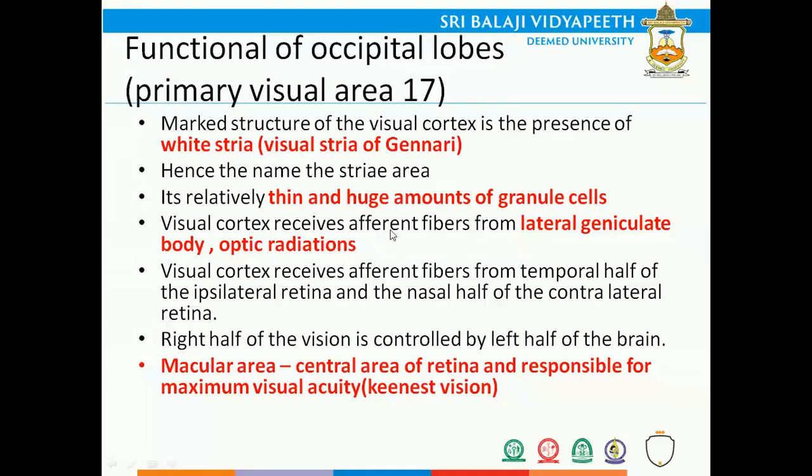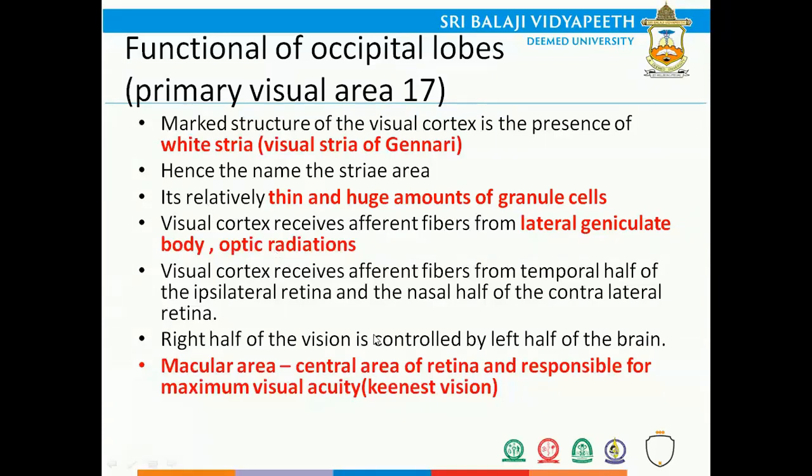Visual cortex receives afferent fibers from the lateral geniculate body and optic radiations. As I said, visual fibers always travel through the superior colliculus. Through the superior colliculus, through the lateral geniculate body in the thalamus, through the optic radiations, it reaches the sensory cortex and the visual cortex. So the visual cortex is seen in the occipital lobe.